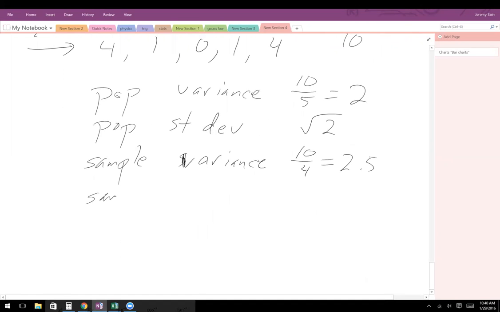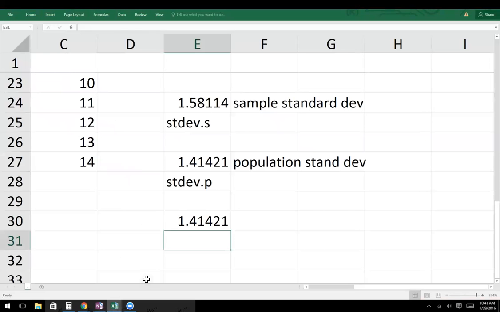And again, to get the standard deviation, you do the square root of 2.5, which is 1.58114. So that list of numbers, it wasn't too bad.